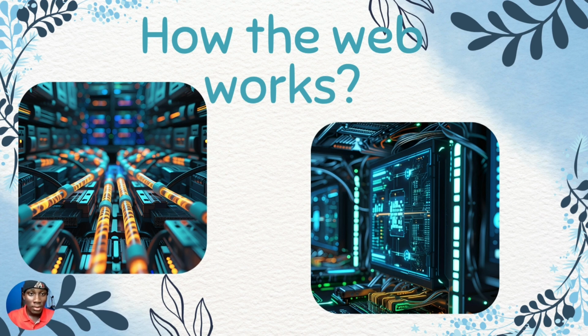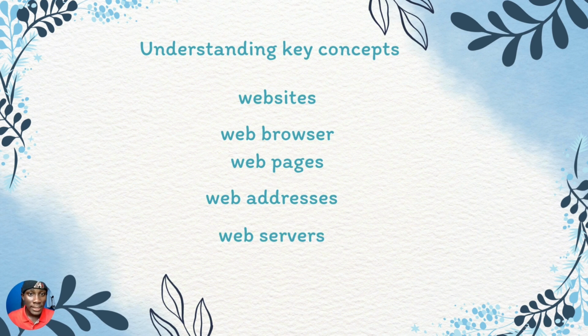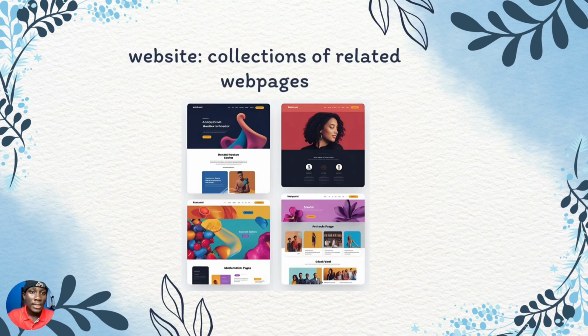So let's look at key concepts that will help us know how the web actually works. Let's look at websites. Firstly, a website is a collection of related web pages. And what is a web page? A web page is a digital document that is written using a special language called HTML, or hypertext markup language. HTML is used to structure the content on a web page.